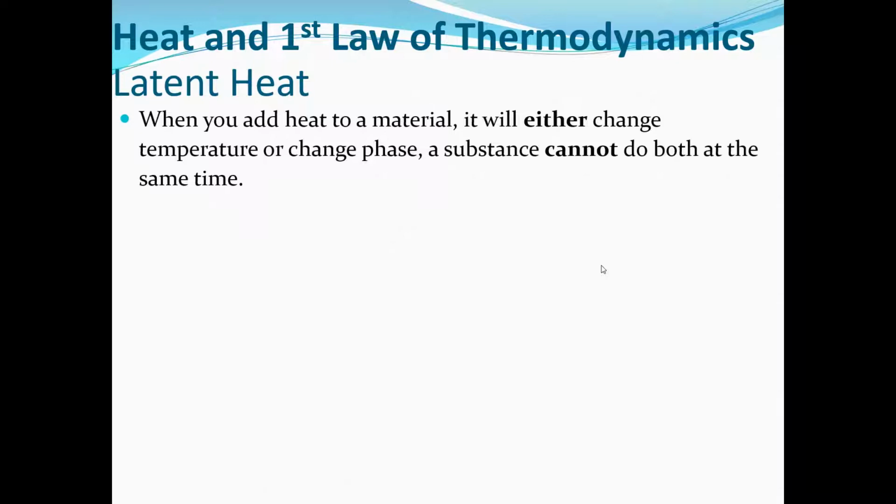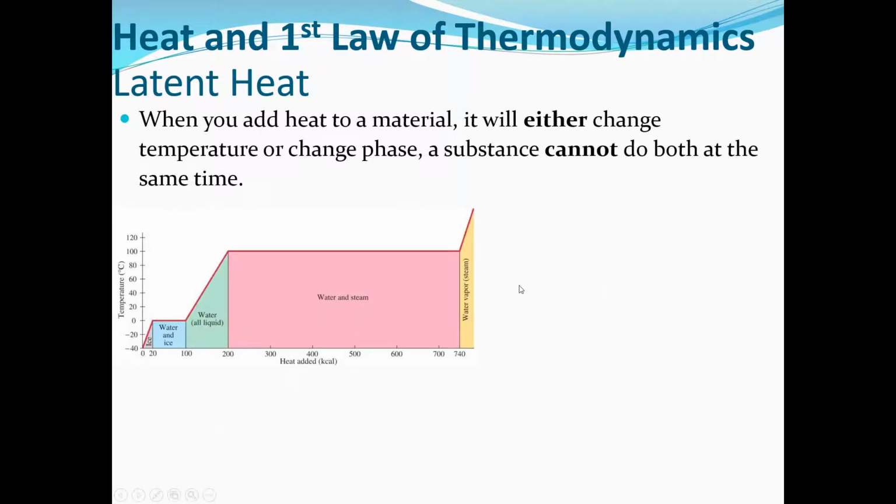Now, the thing is, a material cannot do both at the same time. It cannot change its temperature and change phase at the same time. So it's either going to change its temperature using the MC delta T equation, or it's going to change its phase using the latent heat equation. Now, latent heat is essentially the exact same thing as specific heat, but related more towards phase change. So the higher an object's latent heat is, the more energy is required for its phase to change.